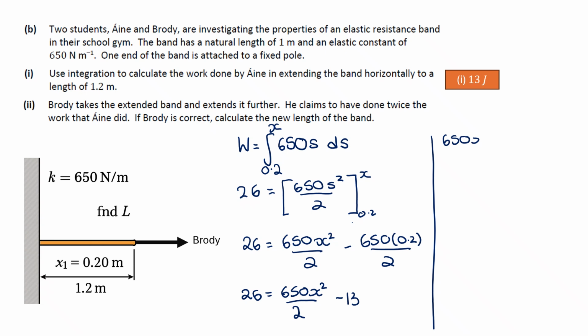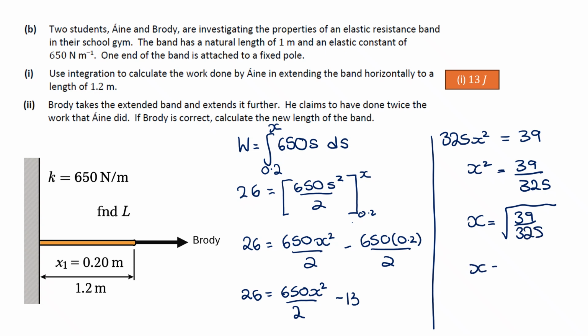So we get 650x squared over 2. Actually, let's make that easier, 325 rather than a fraction. And that is equal to 39. x squared is equal to 39 divided by 325. That gives us the extension he does, square root of that. And that gives us an extension of, so square root of 39 over 325, and we get 0.35. So the length of the band is going to be the natural length plus that, which is 1.35 meters.